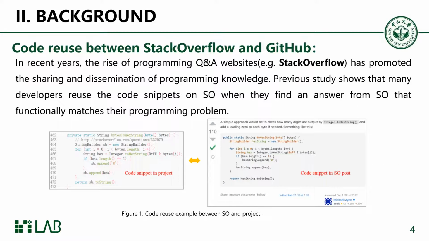In the second part, I would like to introduce the background of our research. In recent years, the rise of programming question and answer websites has promoted the sharing and dissemination of programming knowledge. The previous study shows that many developers will use the code snippets on Stack Overflow when they find answers from Stack Overflow that functionally match their programming problem. Figure 1 is an example in which a developer uses the code from Stack Overflow when he or she develops a program function.